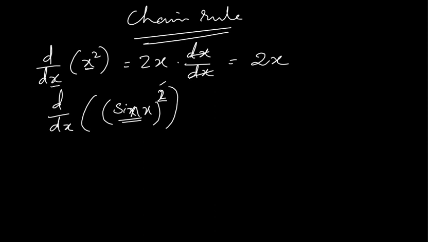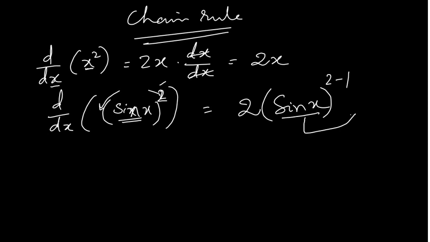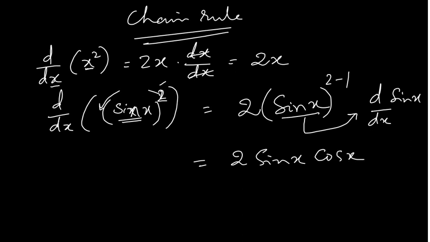The answer is 2 sin x. So this 2 will come there. Sin x to the power of 2 minus 1, because the power is for that. Then you differentiate this fellow, d sin x by dx. Differentiation of sin x is nothing but cos x. So this is the final answer.